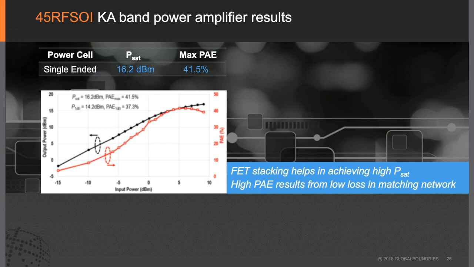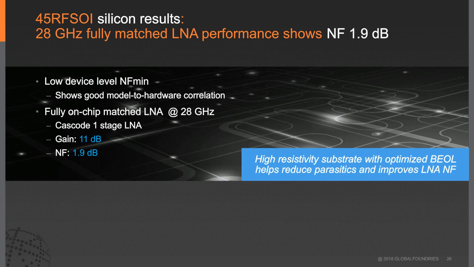This is the result for the low noise amplifier. We have seen great model to hardware correlation, a full on-chip matched LNA, cascode one stage, and a gain of 11 dB with a noise figure of 1.9 dB. And again, this is with the high resistivity substrate with optimized back end of line, which helps reduce parasitics and improve LNA noise figure.